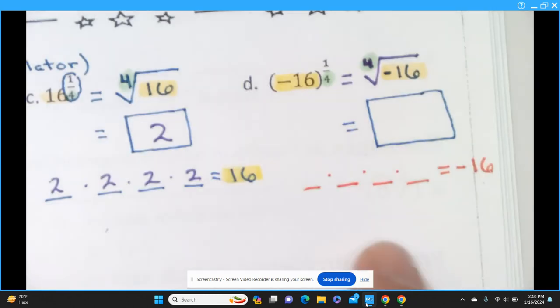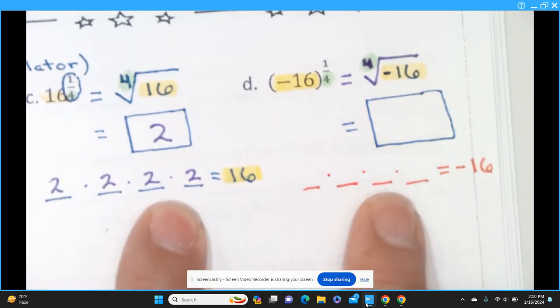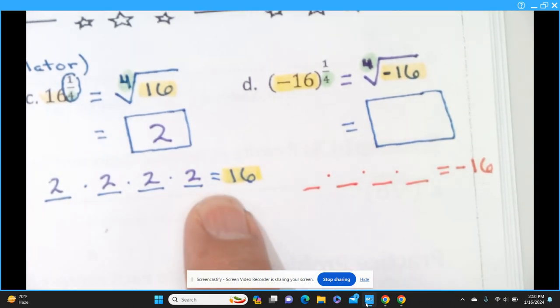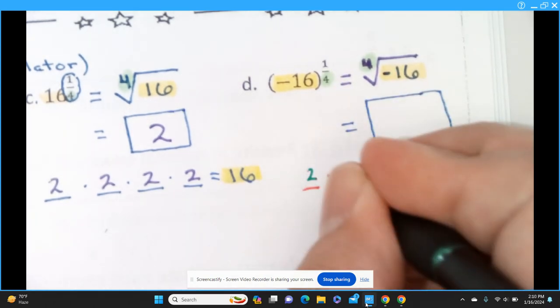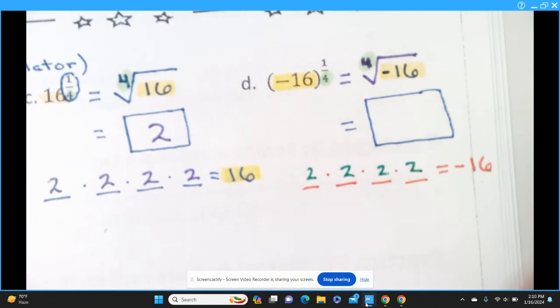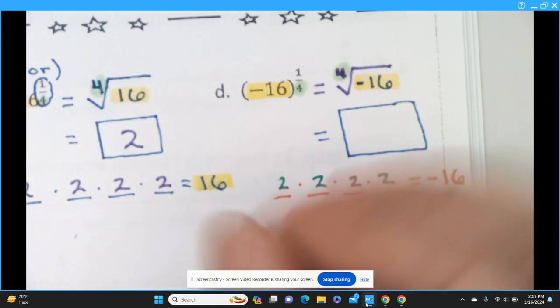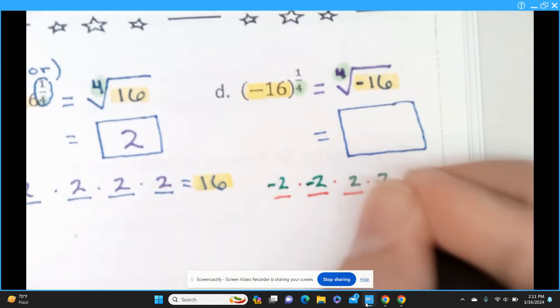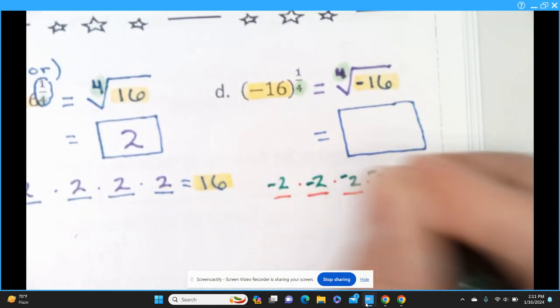Now I know what you're thinking. Look, I got a 16 here. 1, 2, 3, 4. 1, 2, 3, 4. So you would think, oh, the number 2. 2 times 2 times 2 times 2. Yeah, that's 16, but I need a negative 16. So here's a common mistake. People go, oh, then just make them negative. Because remember, they all have to be the same.